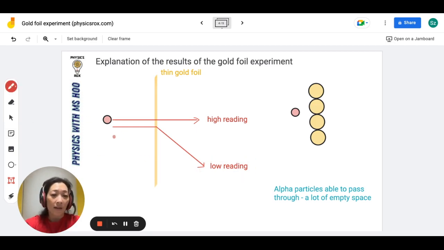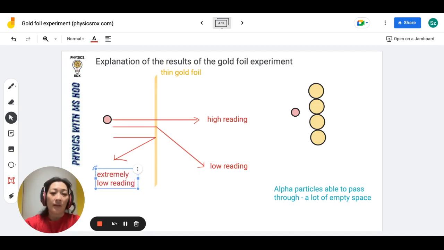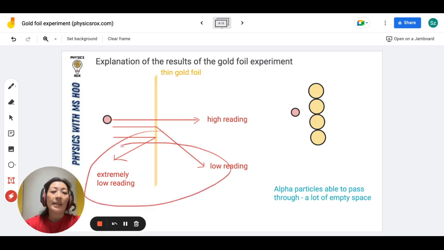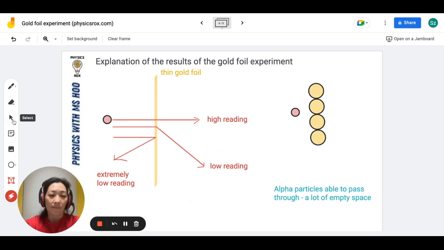Not only deflect, even though the reading is extremely low, some of the alpha particles went backwards. Again, although the reading is low, it should not be negligible. Something has caused a tiny amount of the alpha particles to reflect backwards. So we have to find out what's causing the deflection and the reflection.